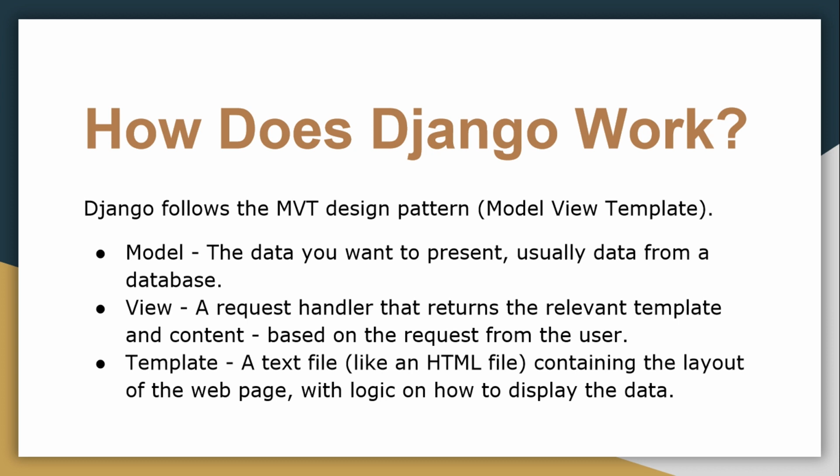Now, how does Django work? So Django follows the MVT design pattern, that is model, view, template. Now a model is the data that you want to present, usually data from a database. And then a view is a request handler that returns the relevant template and the content based on the request from the user. We shall talk about these views in detail just in a few, but we also have a template. Templates are like text files, like HTML files, containing the layout of the web page with logic on how to display the data.